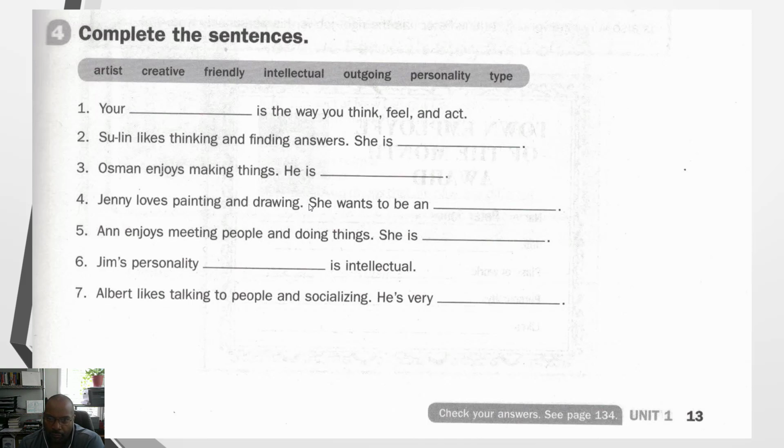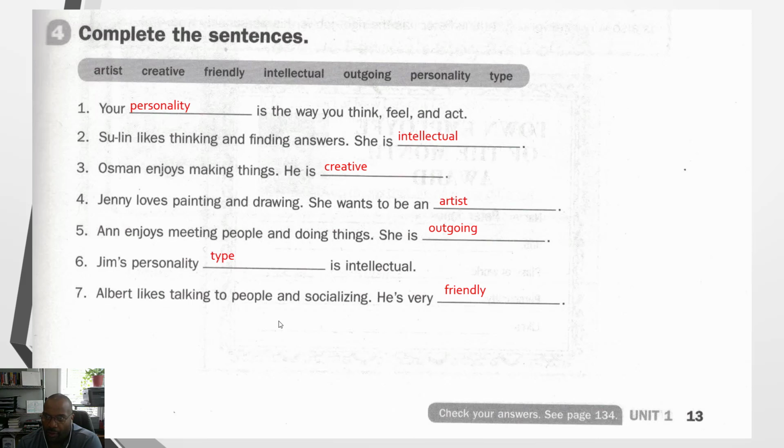Now, of course, because friendly and outgoing are very similar, you could have said Anne enjoys meeting people and doing things. She is outgoing, or she is friendly. Albert likes talking to people and socializing. He is very friendly, or he's very outgoing. Either one of those works there. So that's what I've got. Just know that you can swap these two. Friendly could be outgoing, and outgoing could be friendly.